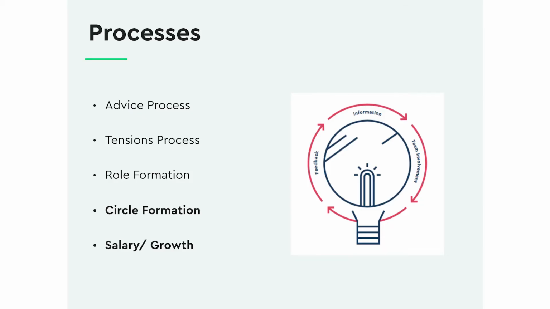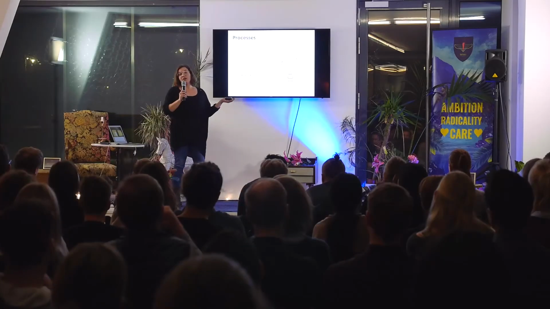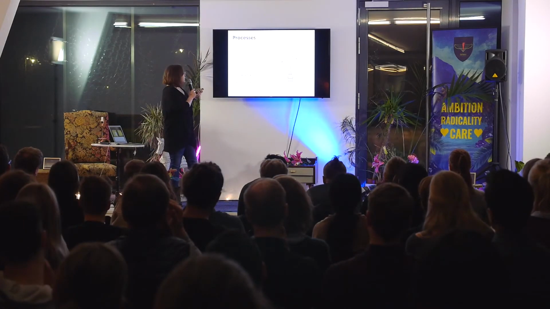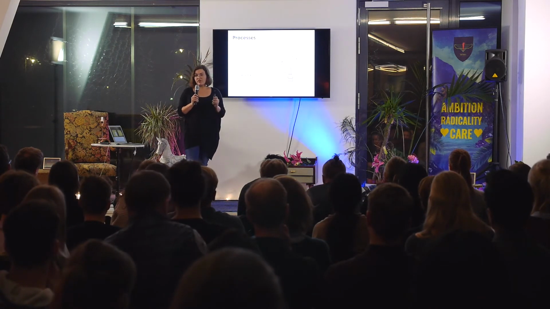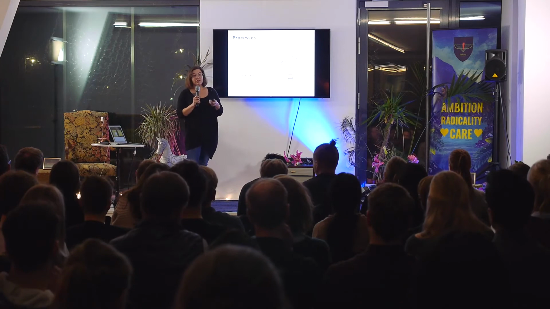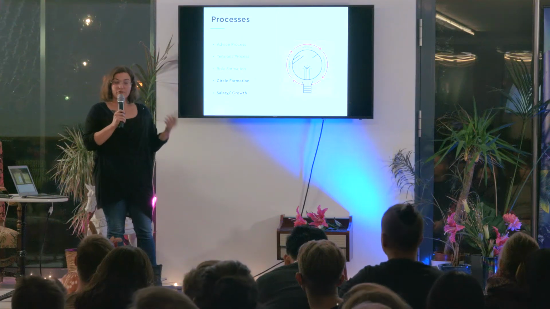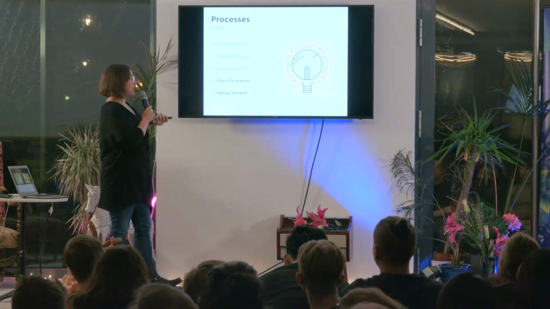These were the only 3 processes that we said really need to exist and be the same throughout the organization, and couldn't be left, for example, just to circles to decide, or to individual roles. These processes were the advice process, which we consider maybe the most important process for a self-managed organization, because it involves asking for feedback and creating more alignment.